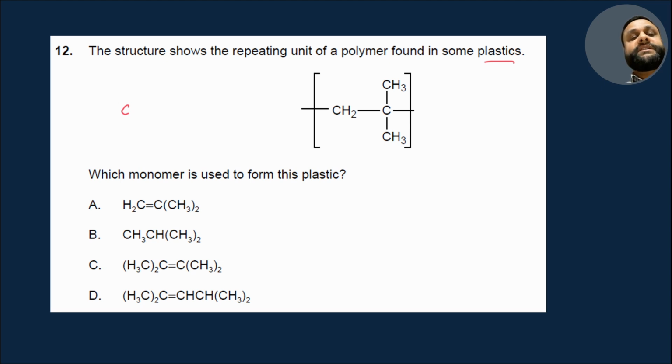So C and then H, double bond, C, CH3, CH3. Or we can write it as CH2 double bond C and CH3 twice. So A is the correct answer.